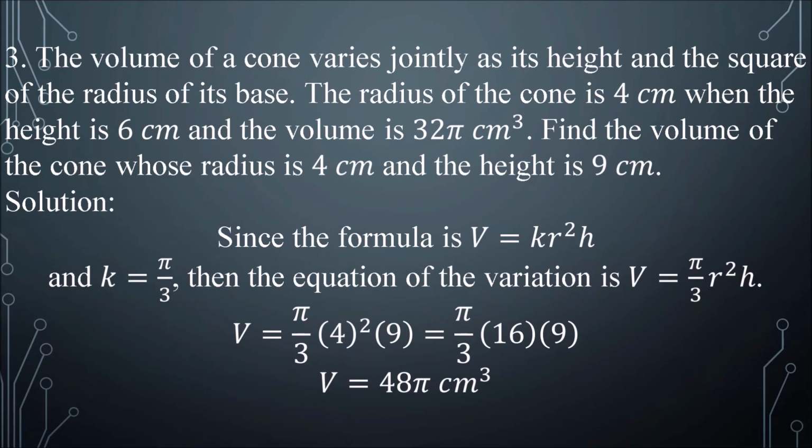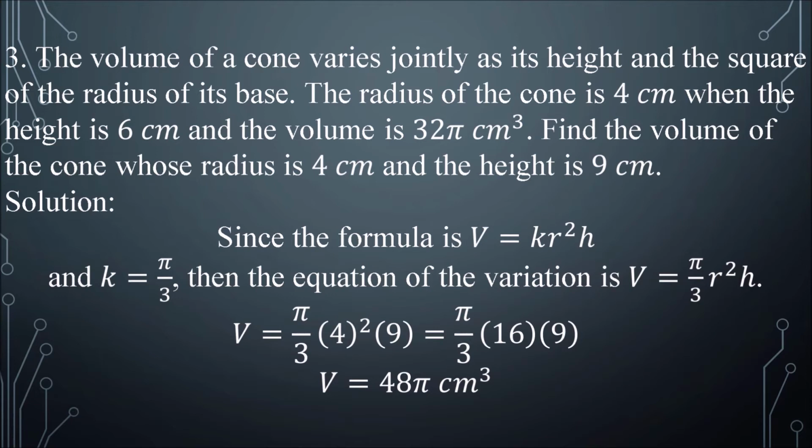Now, since the formula is v is equal to k r squared h, and we know that k is equal to pi over 3, then the equation of the variation is v is equal to pi over 3 r squared h. Now we will use this to solve the problem. And as you notice, this is the formula for getting the volume of the cone. So volume is equal to pi over 3 r squared height.